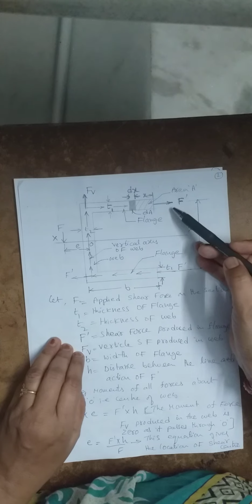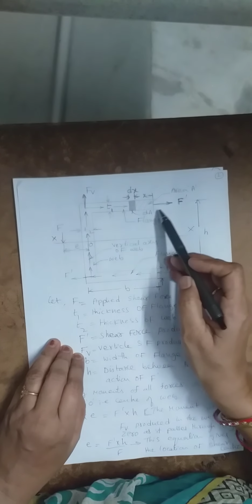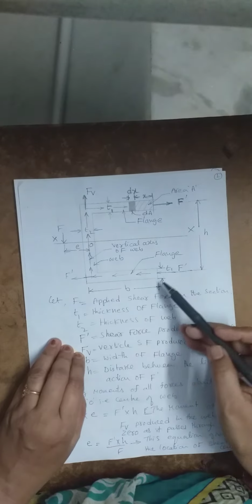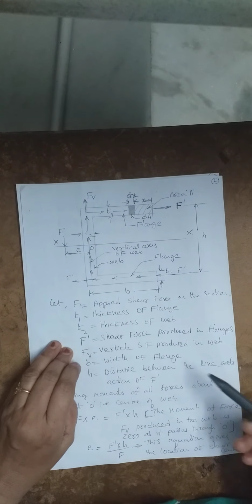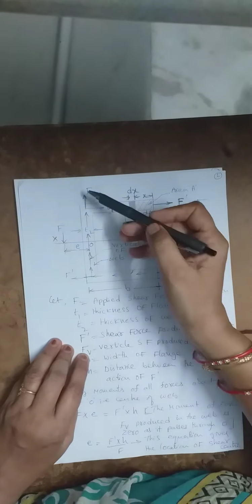Here the top flange has F dash, and the bottom flange also has F dash. The third force acting over this section is through the web, that is FV, the vertical shear force produced in the web, acting downwards. The width of the flange, top and bottom both the same, is B, and here is another notation, H.